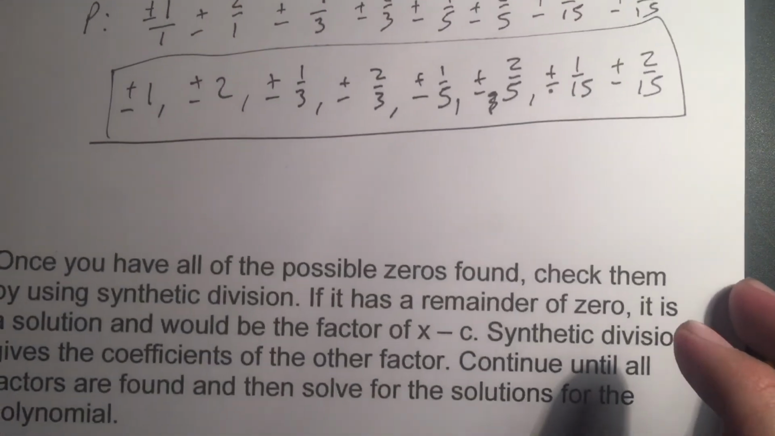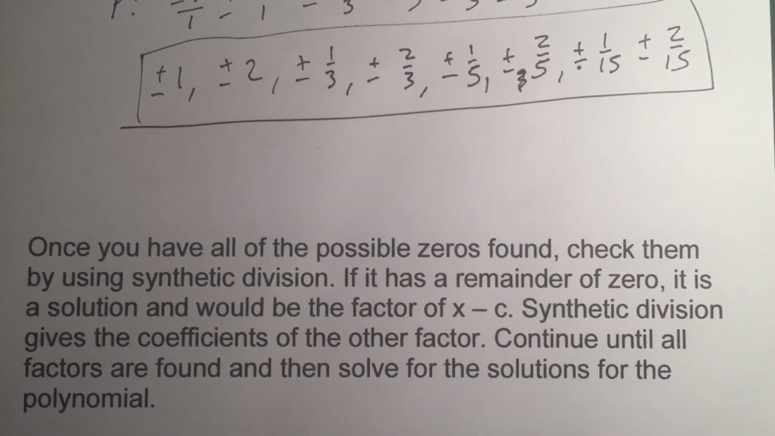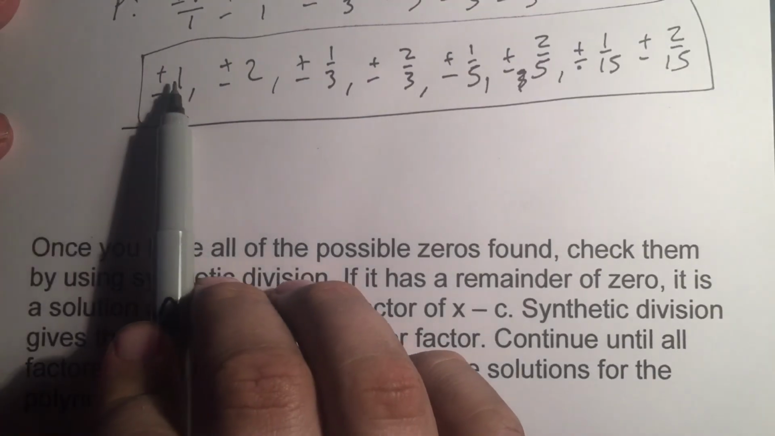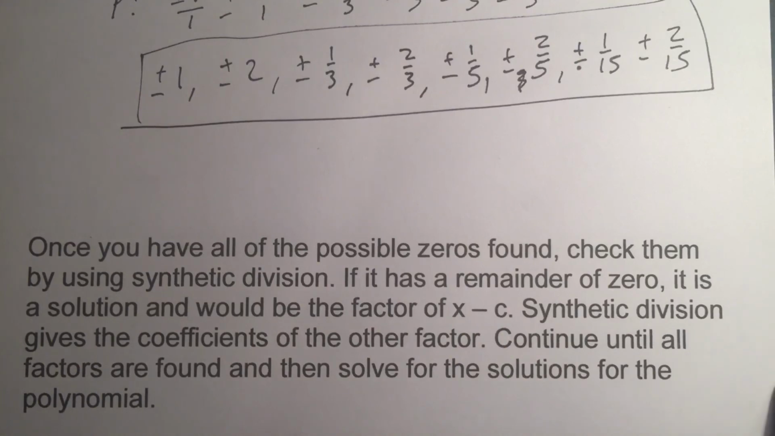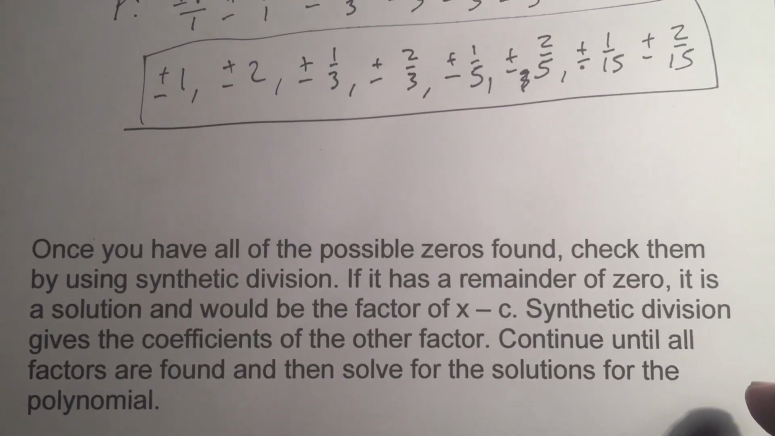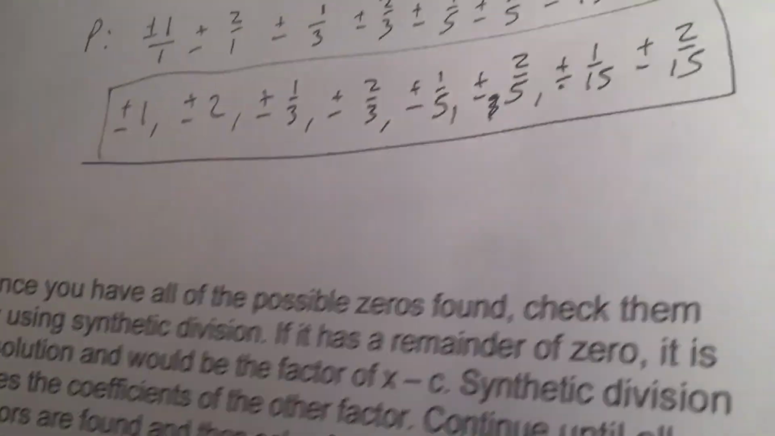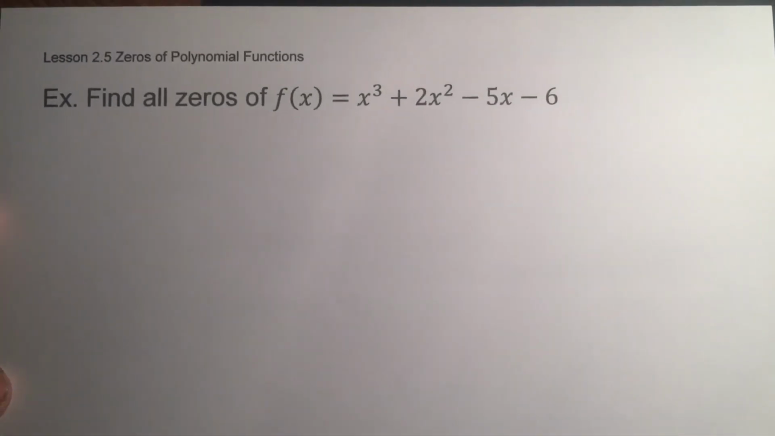Now, how do we start narrowing them down and checking? Well, you're going to use synthetic division to do that. Each of these is what's going to go in the box, and you're going to use the coefficients of the original function. And again, remember, it has to equal 0 for a remainder for it to be a zero of the function. So we're going to check all the zeros with this one.